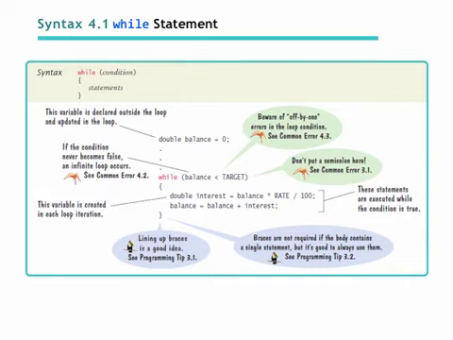One more thing before we go to the next slide. Notice that we have initialized the loop control condition before we ever get to the loop. So balance is set to some value before, and so is target, before we ever get to the expression while balance less than target.